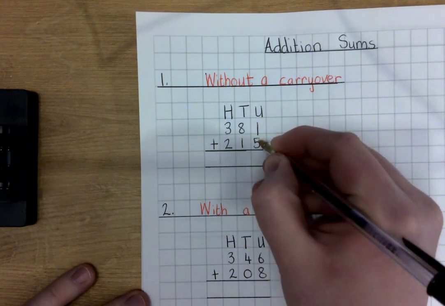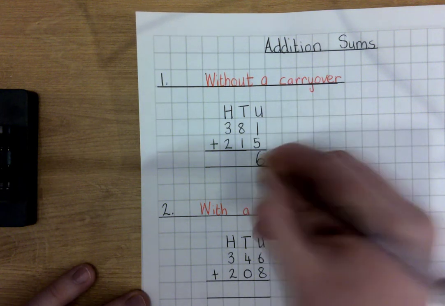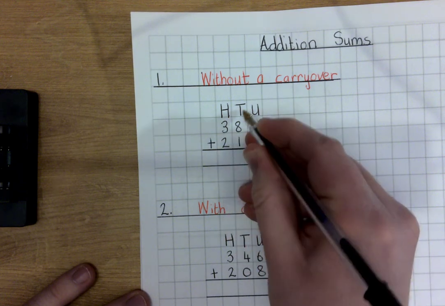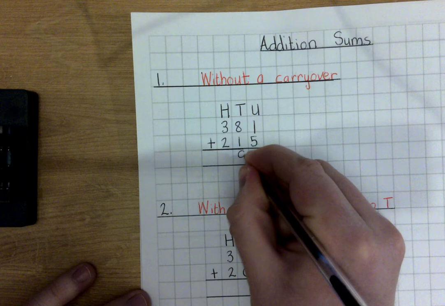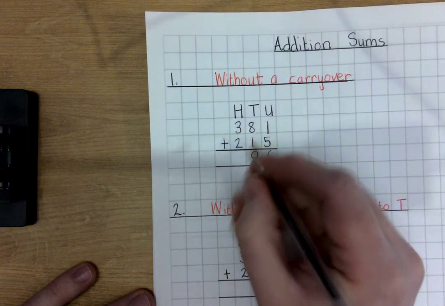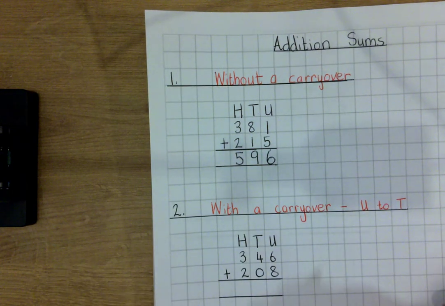1 unit add 5 units equals 6 units. 8 tens add 1 ten is 9 tens. On to the next column. 300s add 200s gives you 500s. So you have 596.